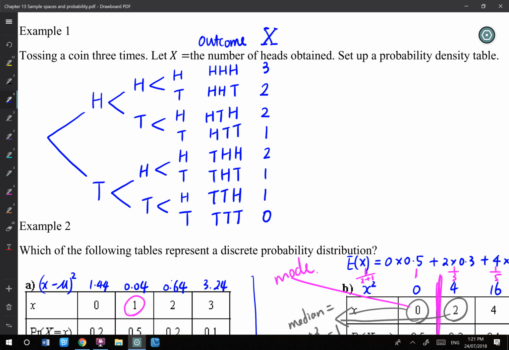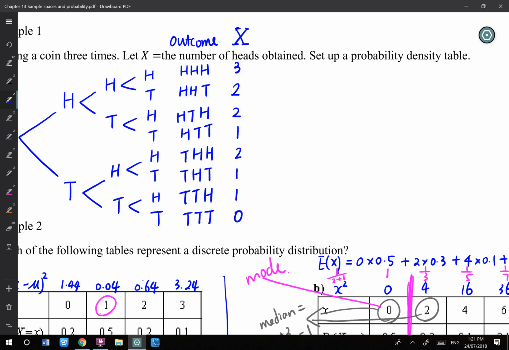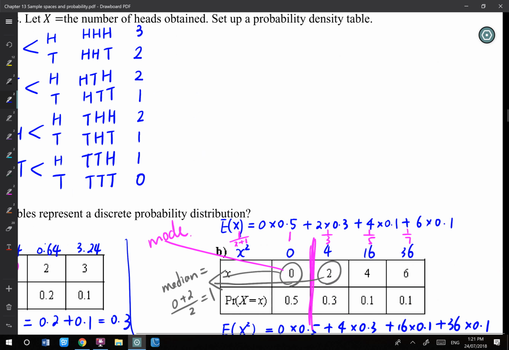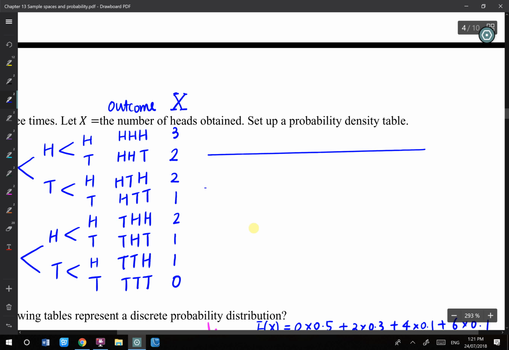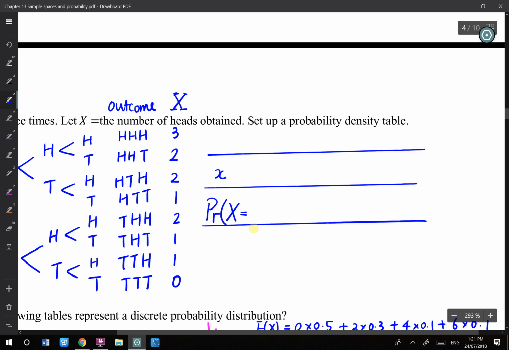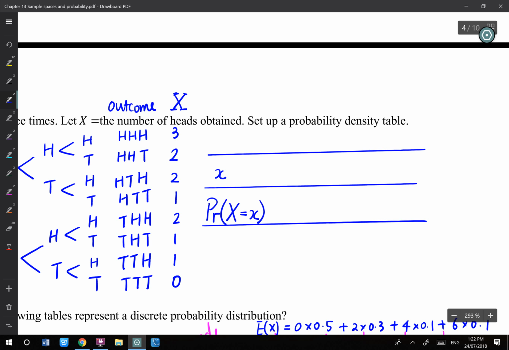Now I want to convert that into a probability table. It's also called a density table, or you can call it a distribution table. What this table consists of: I make X my random variable, and I will have 2 rows. The first row is a lowercase x. The second row I can write in two ways. First is Pr, capital P, lowercase r, of capital X equals lowercase x. That's the first way to represent the probability.